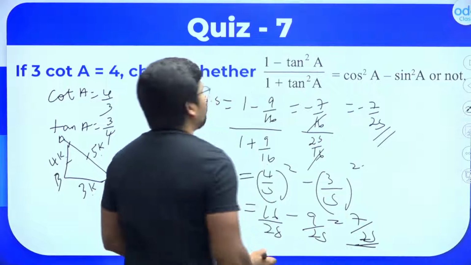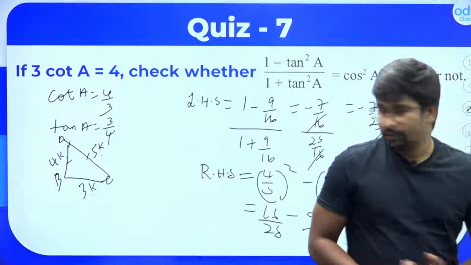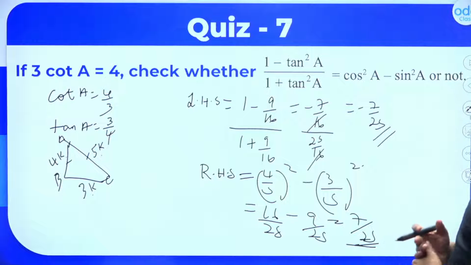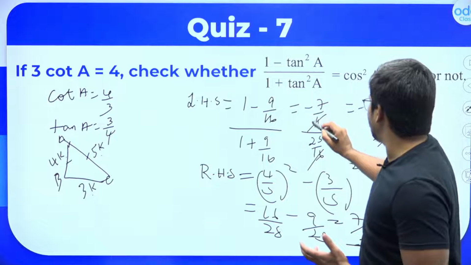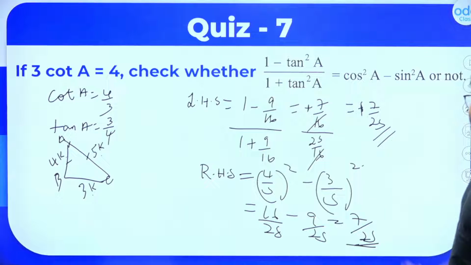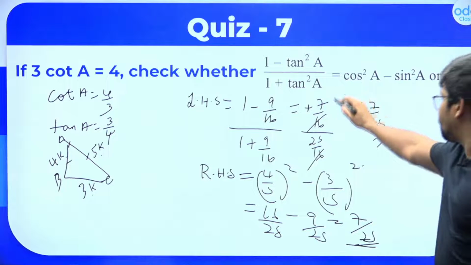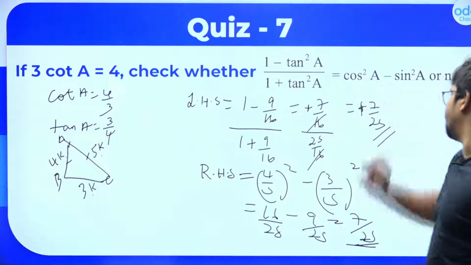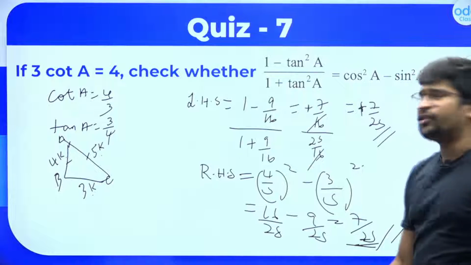Is it the same now? Is it the same? Did we miss something here? Sorry, this is not minus 7, this is plus 7. Okay, this is plus 7 only. This was a calculation mistake. So this is plus 7 by 25. Here also there is plus 7 by 25. Here also 7 by 25.